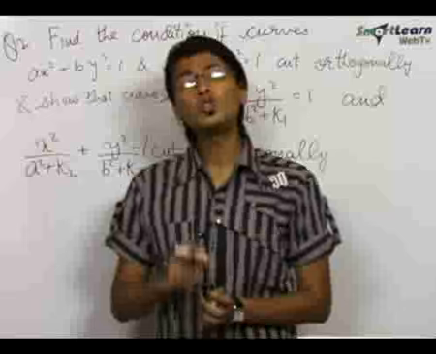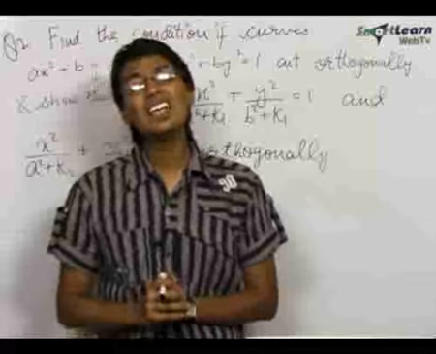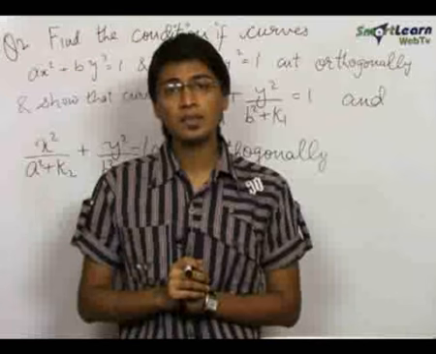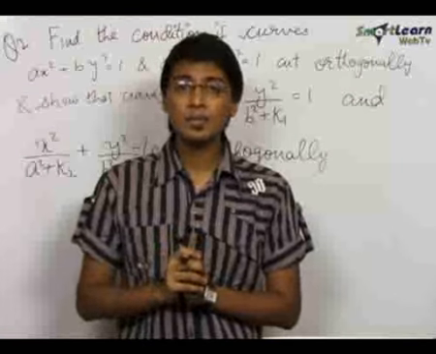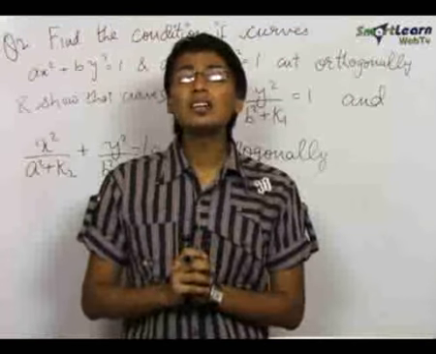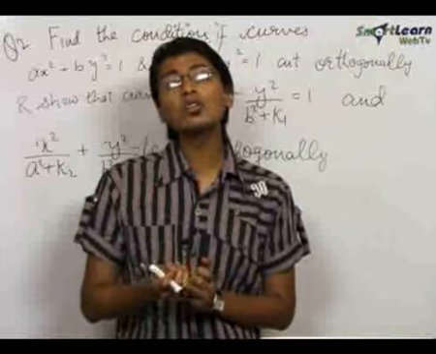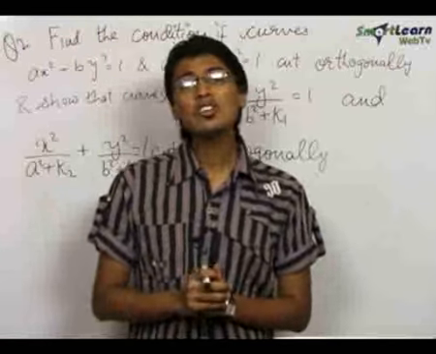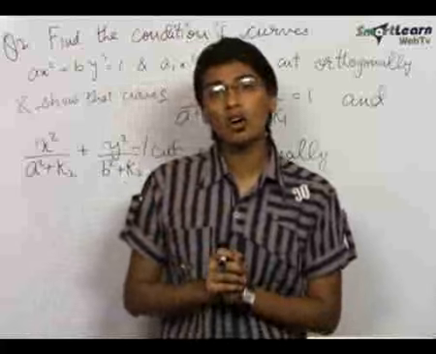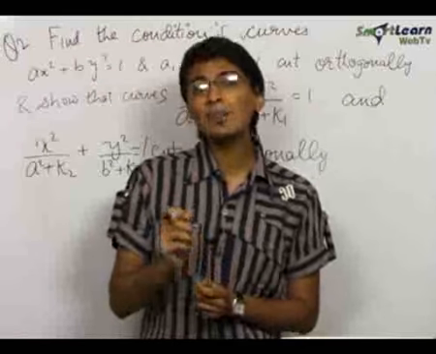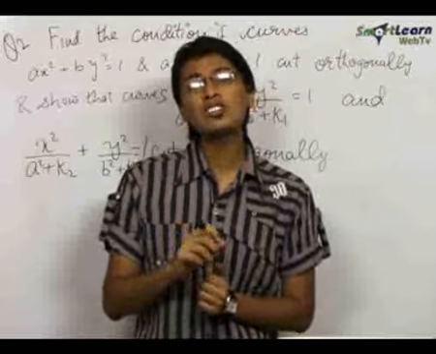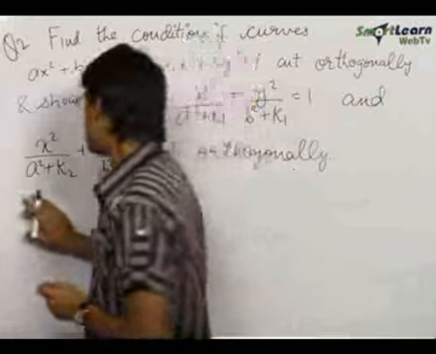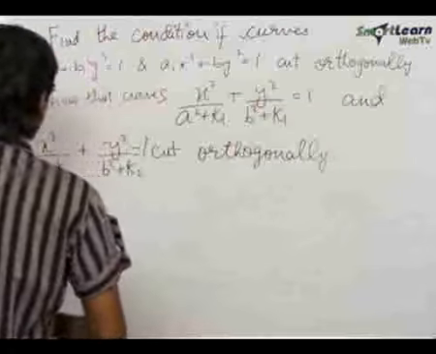Now what do you mean by two curves cutting orthogonally? It means that at the point of intersection, the angle between the two curves is 90 degrees. Hence, what we learned earlier, we learned that the angle between two curves is equal to the angle between the two tangents made at the point of intersection. Hence, in order to prove that these two curves are cutting orthogonally, we just need to show that at the point of intersection, if we make tangents to both the curves, then the angle between the tangents will be 90 degrees. So let us write the equation of tangents for both the curves.